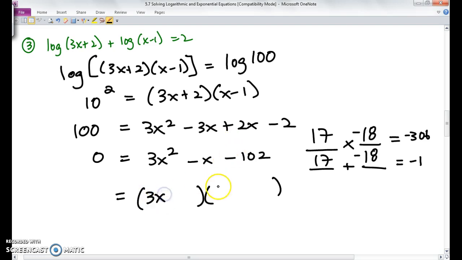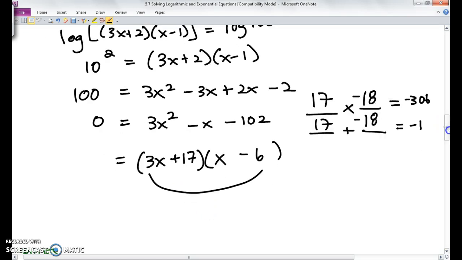I know I need to multiply to 3x squared, so that's 3x and x. I know I need to make 17 and negative 18. So I'm going to multiply this by minus 6 to give me the minus 18. And I'm going to multiply this by 17 to give me the positive 17. So therefore, the zeros are negative 17 over 3 or positive 6.